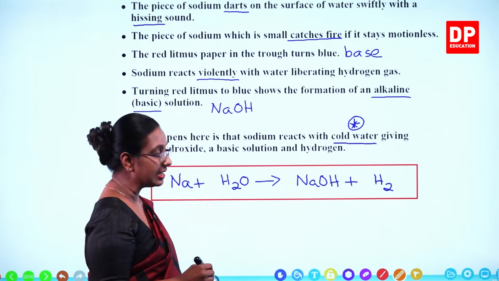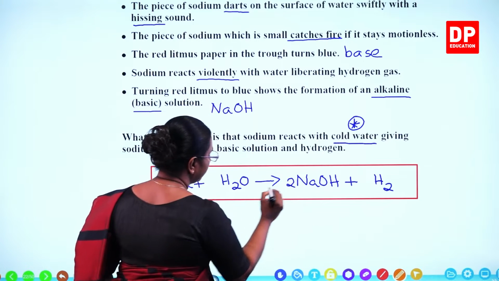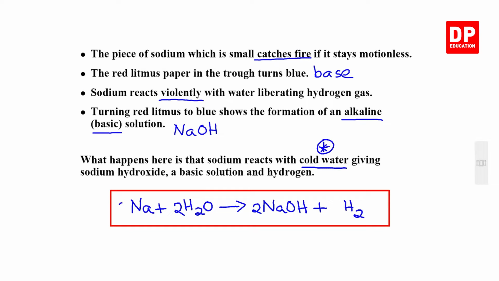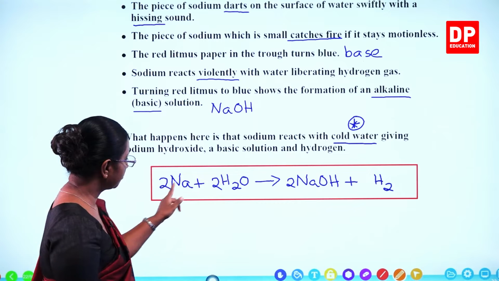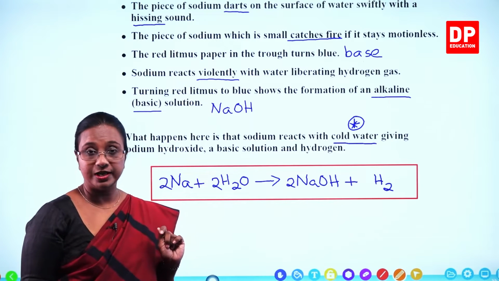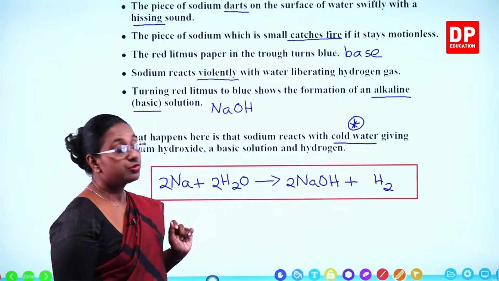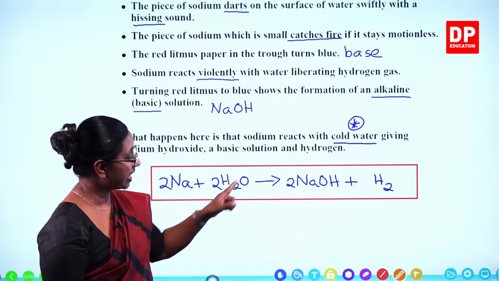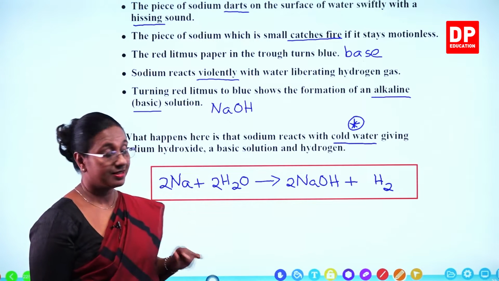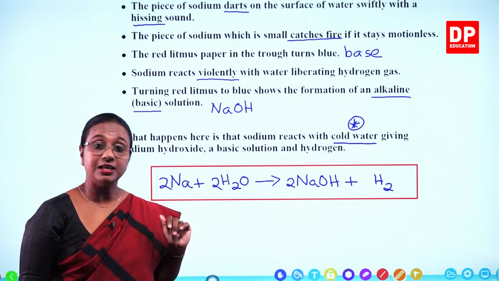So how do we balance it? You need to have 2 here, a 2 there and a 2 there. So you put the coefficient 2 in front of sodium, water and NaOH. So 2 sodium, 2 water gives rise to 2 sodium hydroxide and hydrogen gas. That's the balanced chemical equation.